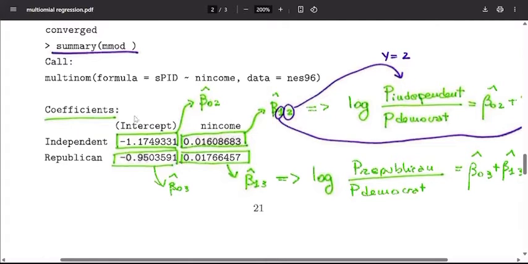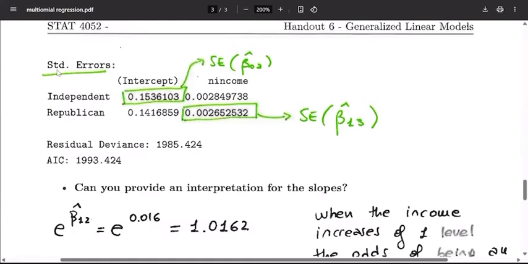Now, the result is going to come in two ways. The output is going to come in two ways. I need you to pay attention. It's going to come in terms of coefficient, and also in terms of standard error. Can you see that? Standard error.